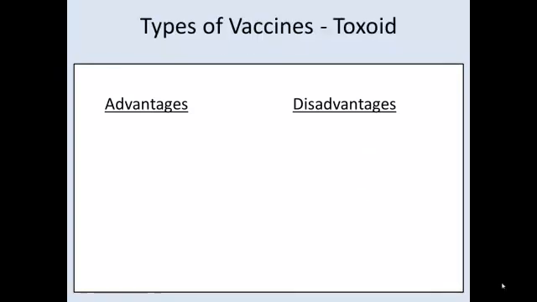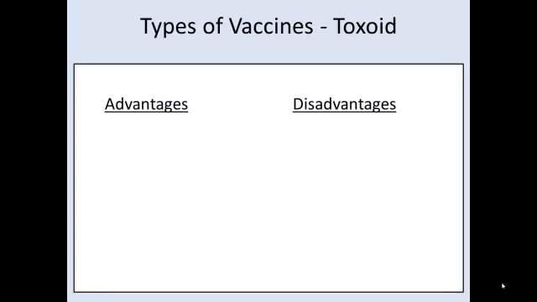On to toxoid vaccines. We use this for diseases that are not caused by the pathogen replicating in you, but the disease is caused by toxins that the pathogen are producing. Examples of this are tetanus. Having the tetanus bacteria replicate in you is not a problem. Having the bacteria replicate in you and produce the tetanus toxin, that's a problem. Okay. Diphtheria is another example. It's the production of the toxin that causes the disease.